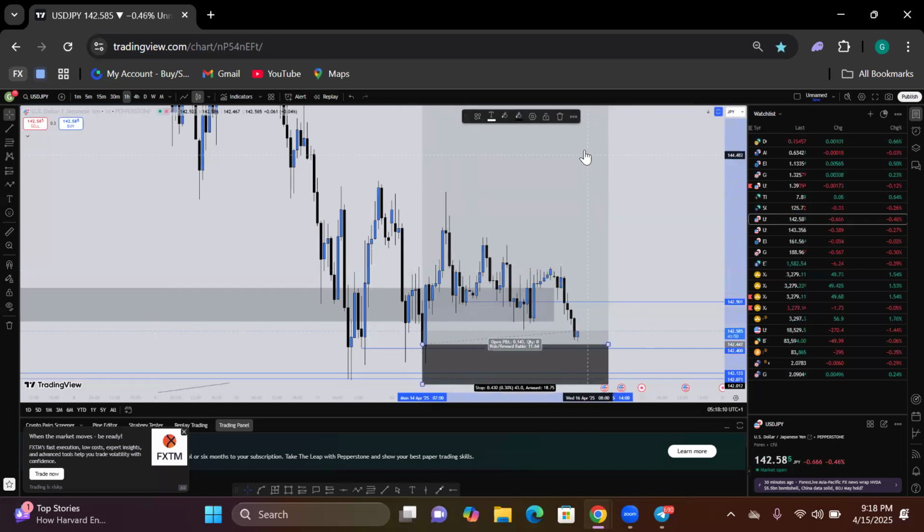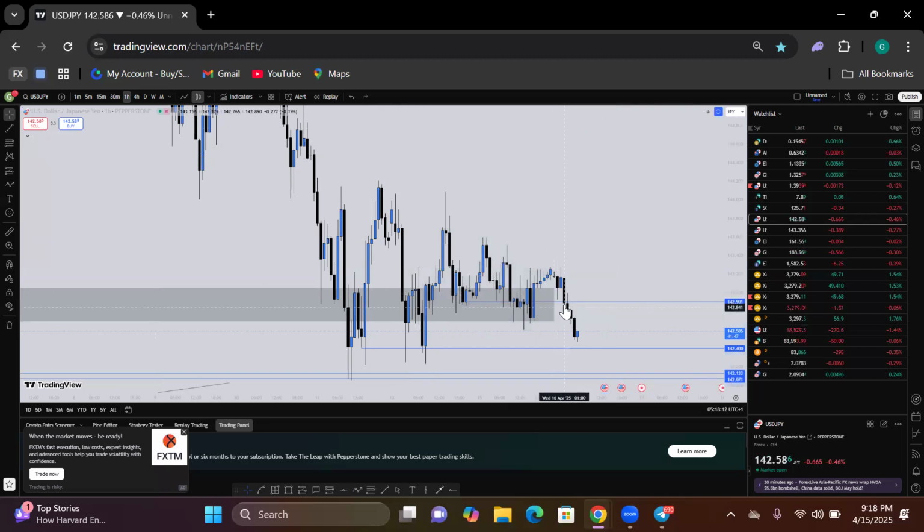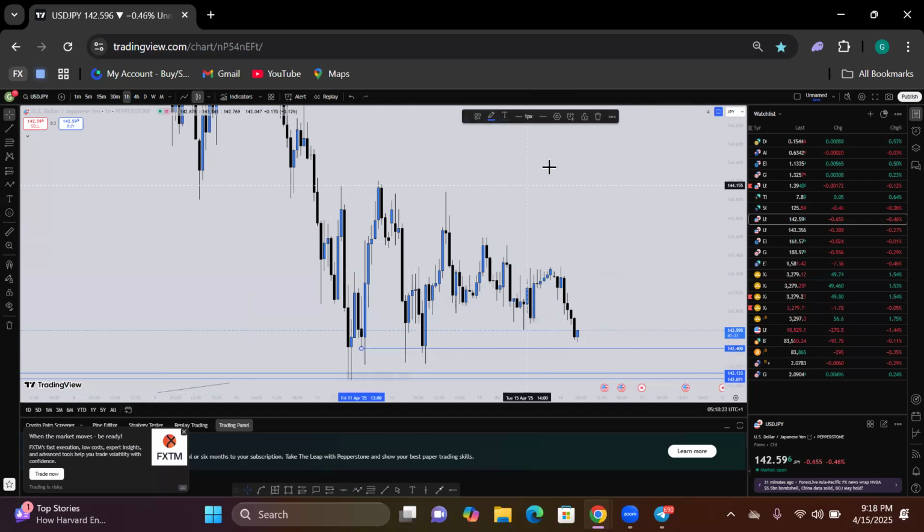So let's take this out. Let's take all of this out. Now, price did give us the presence of a specific pattern right here. So we see what? So here we go. We see this low, we see this high, we see this low, and we see this high.